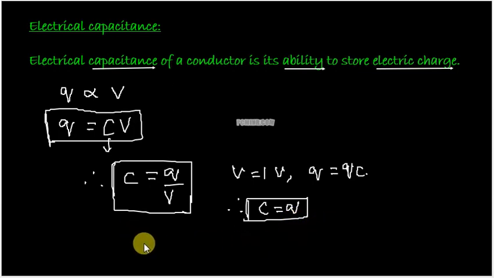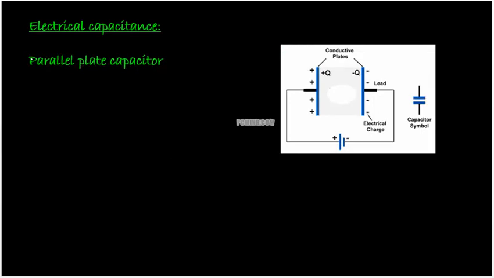The SI unit for capacitance is farad. So 1 farad, which we denote by F, is equal to 1 coulomb per volt. If 1 coulomb of charge raises the potential of a capacitor by 1 volt, the capacitance of that conductor is 1 farad. Now we have a parallel plate capacitor here.